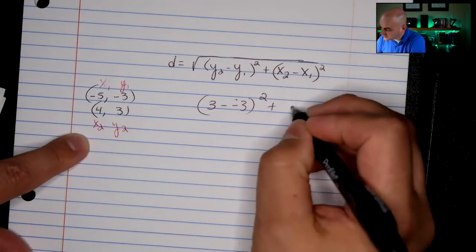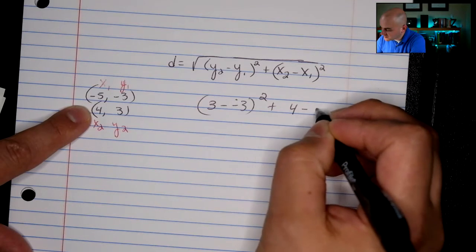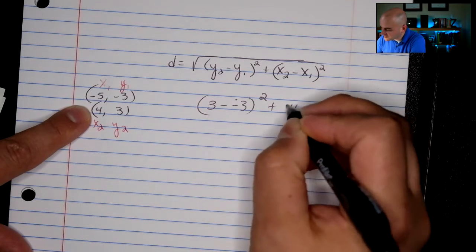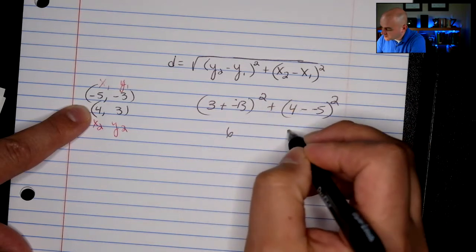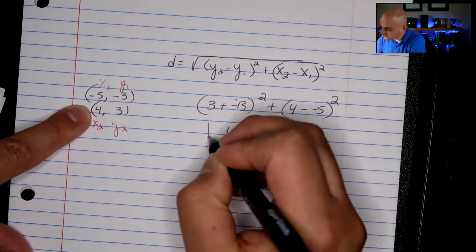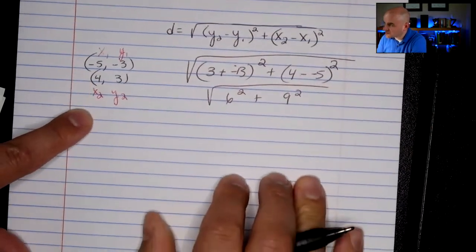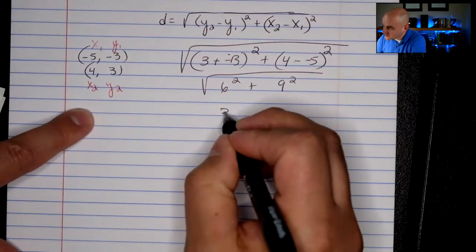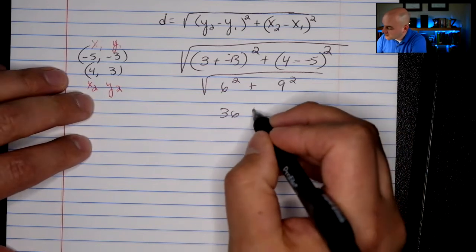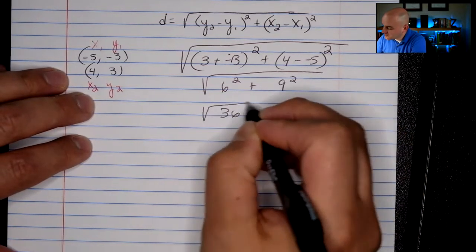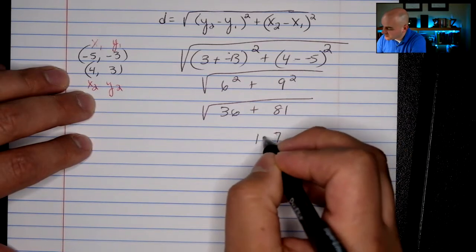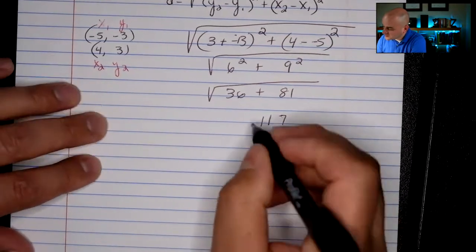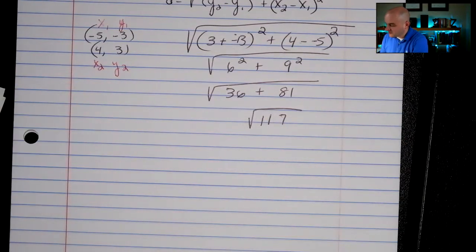And then the x2 is 4, the x1 is -5. Make sure you put that minus a negative in there. So this becomes 6, and this becomes 9. And don't forget you're square rooting all of those. 6 squared is 36, and 9 squared is 81. So you're adding these up, we get 117. And so the square root of 117 becomes our distance there.